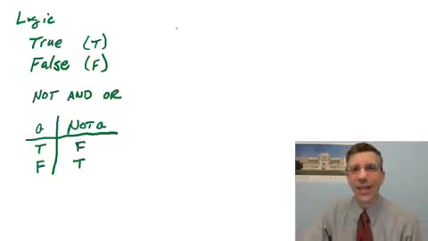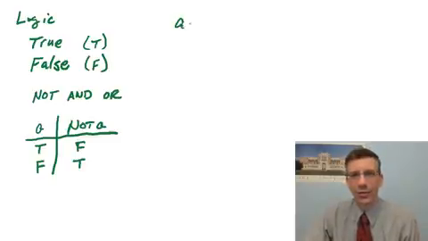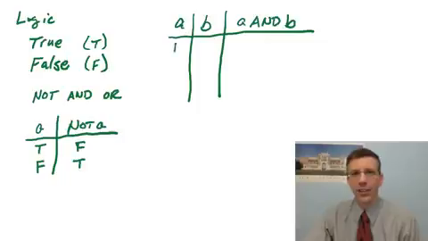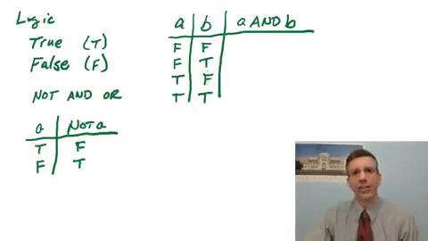Okay, so let's look at and or now. All right, so I don't have to just have one variable. I can have two Boolean variables, let's say A and B. And then we can look at what does A and B mean. Okay, so I've got more combinations now. A could be false, B could be false, or A could be false and B could be true, or A could be true and B could be false, or they both could be true. And that's it. Those are the four different combinations of A and B.